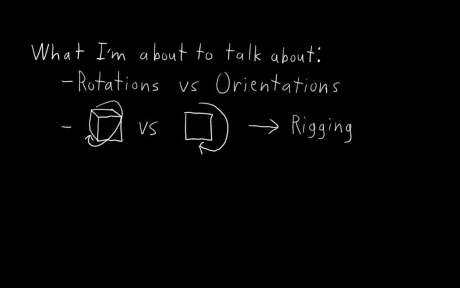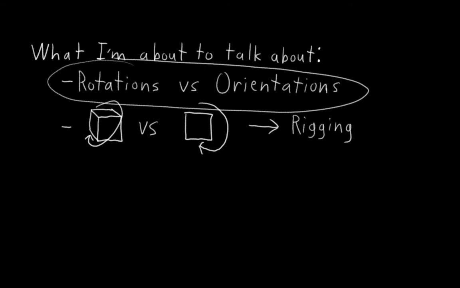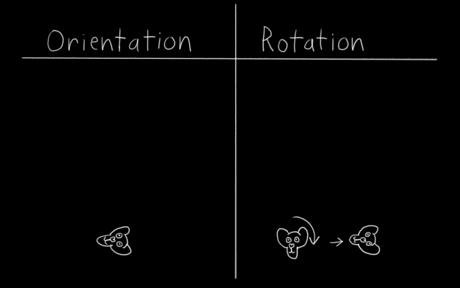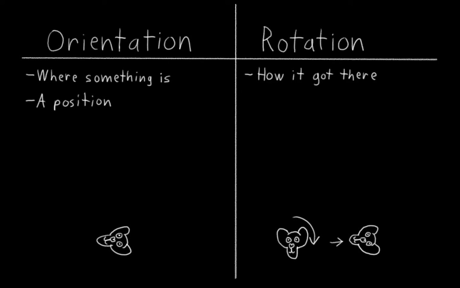So let's start with the difference between rotation and orientation. In short, orientation is where something is, and rotation is how it got there. Or in other words, orientation is a position, and rotation is a change in position. Hopefully that's fairly intuitive right off the bat, but I'm going to give some examples to help illustrate.